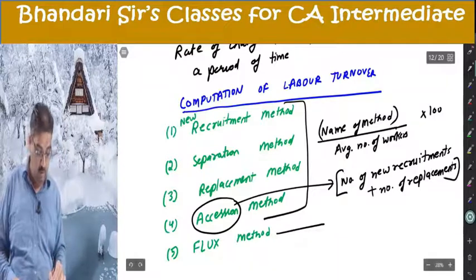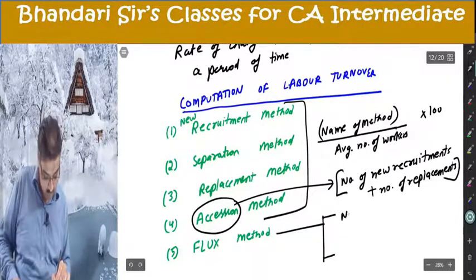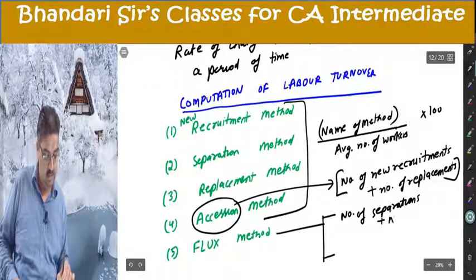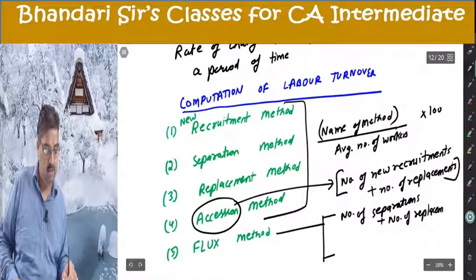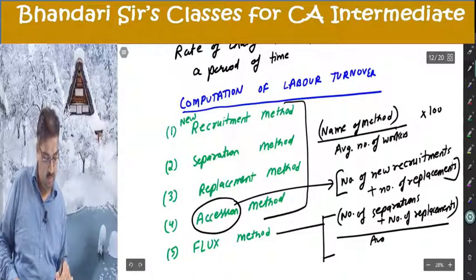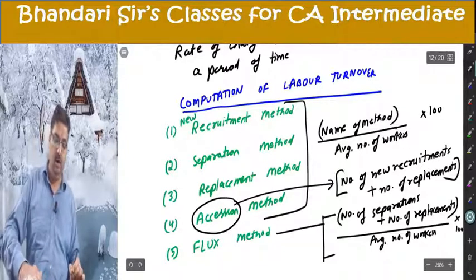The flux, two formulas are there which will give different answers for sure. Number of separations plus number of replacements divided by average number of workers into 100, because all are in percentage, into 100 will come everywhere.